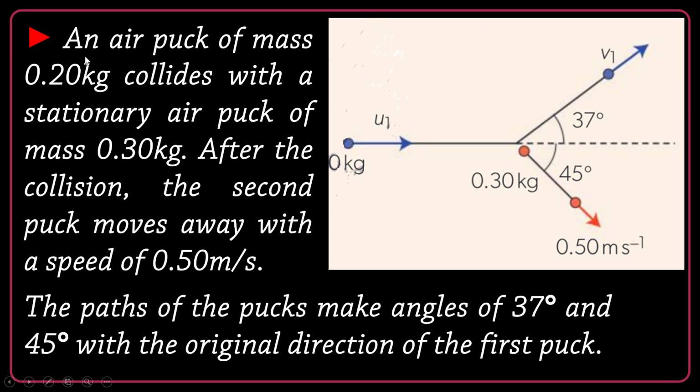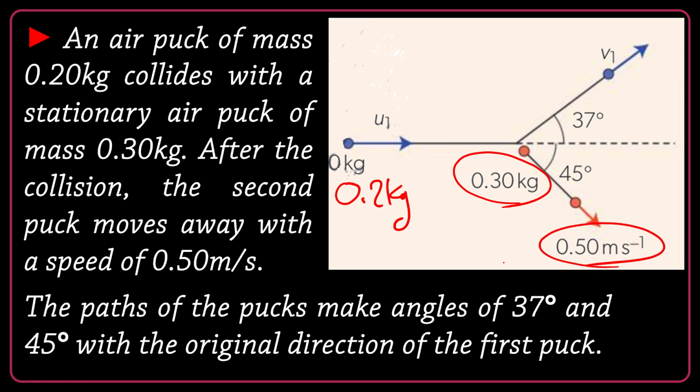Let's answer this question. An air puck of mass 0.2 kilogram, the first puck, collides with a stationary air puck of mass 0.3 kilogram. This one is stationary, initially at rest. After the collision, the second puck moves away with a speed of 0.5 meter per second. The paths of the pucks make angles of 37 degrees and 45 degrees with the original direction of the first puck. Yes, the angles are given.